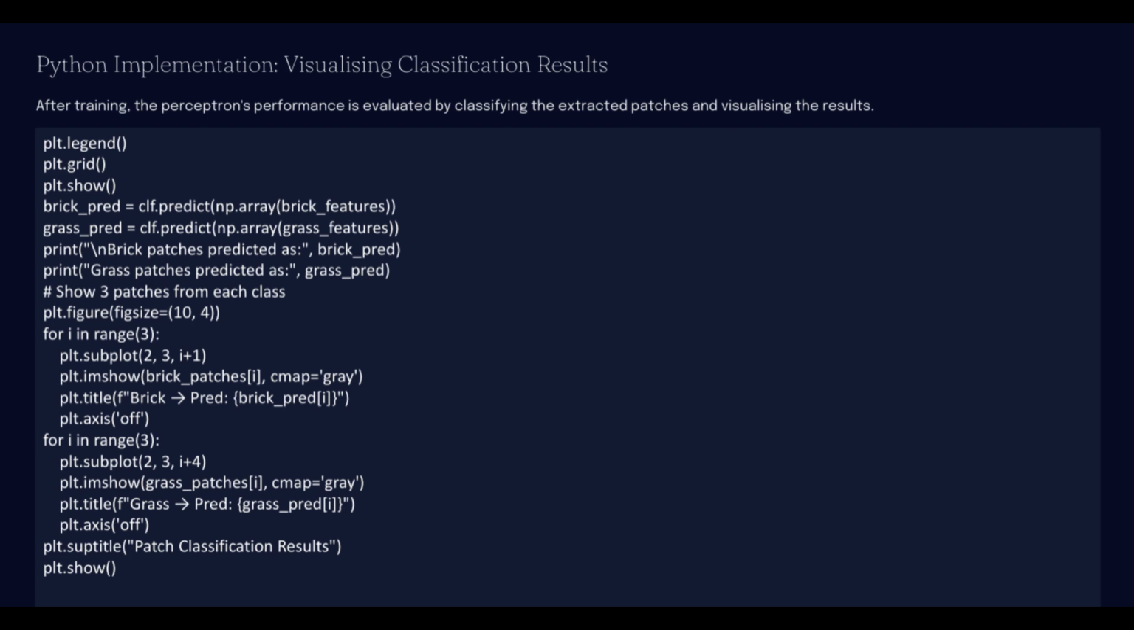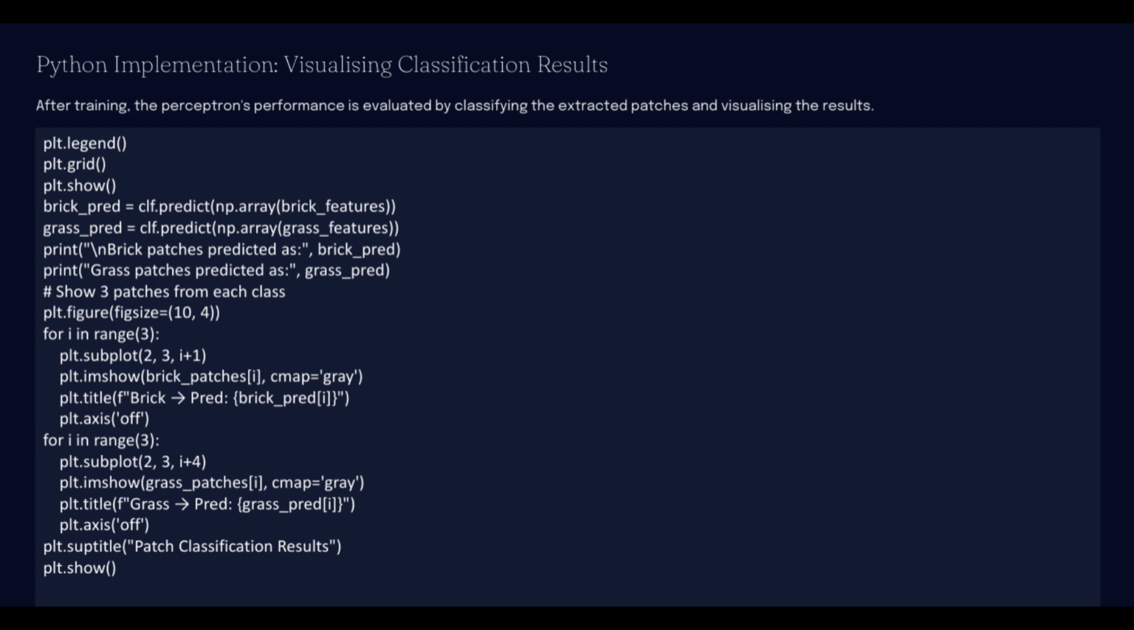After that, we extract 32 by 32 pixel patches using the extract patches function. These small patches become the samples for training. For each patch, we compute two GLCM-based texture features: contrast, which measures intensity variation, and energy, which measures texture uniformity. These features give us meaningful numerical descriptors of texture.